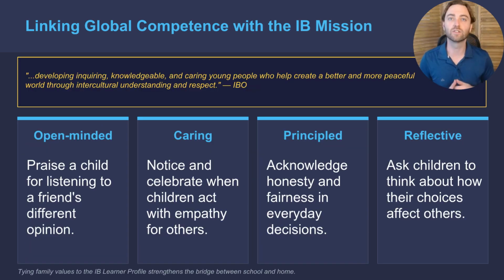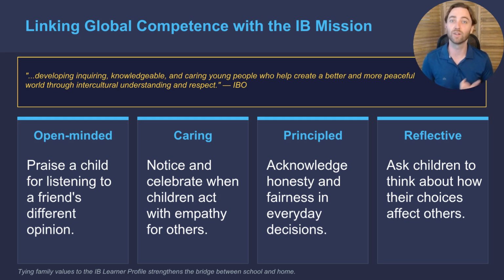The IB describes the aim of developing inquiring, knowledgeable, and caring young people who help create a better, more peaceful world through intercultural understanding and respect. This is not just an organization mission or a school mission. This is a family mission too. The learner profile attributes that we focus on in this lesson are open-mindedness, caring, being principled, and being reflective. And each of them can be reinforced at home through small specific moments.